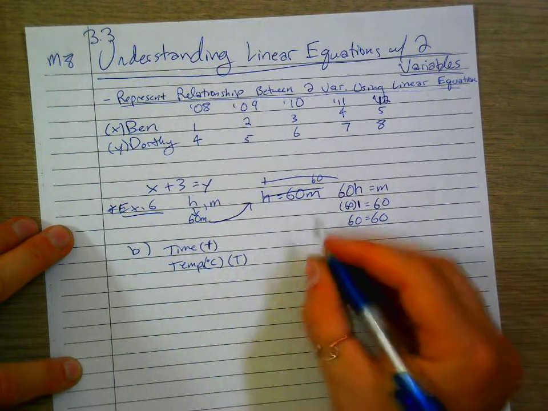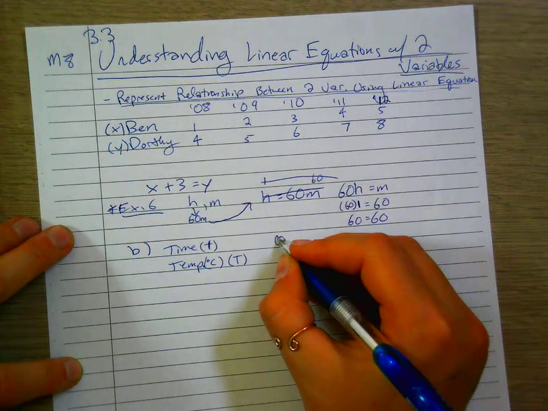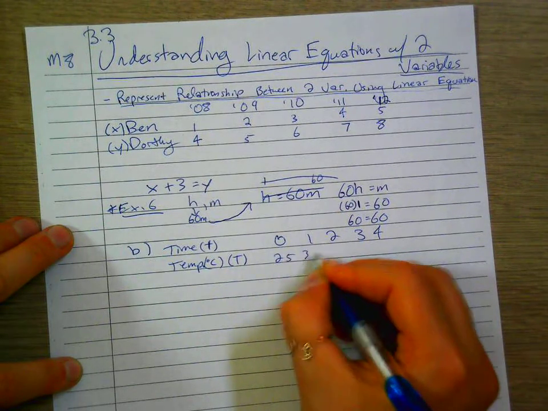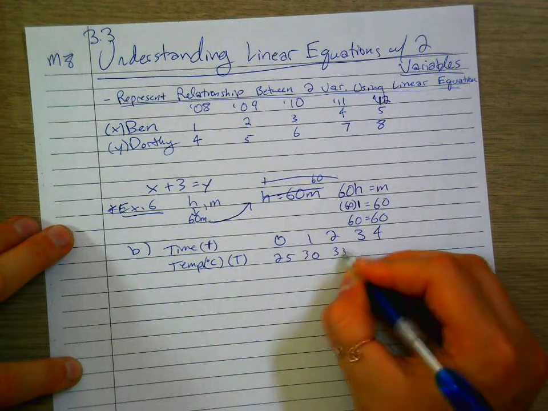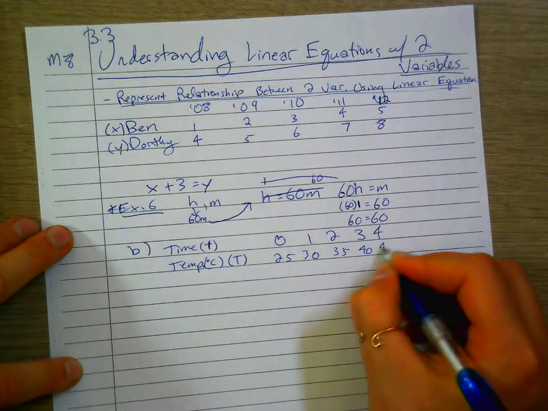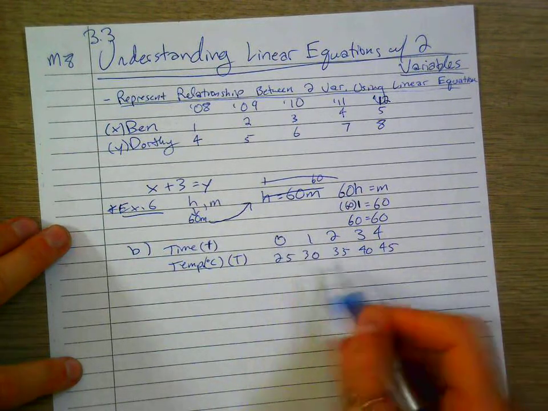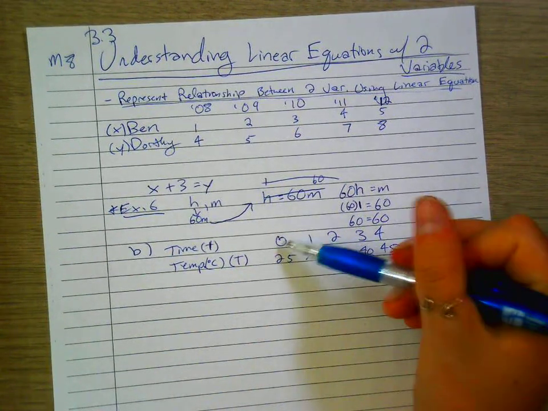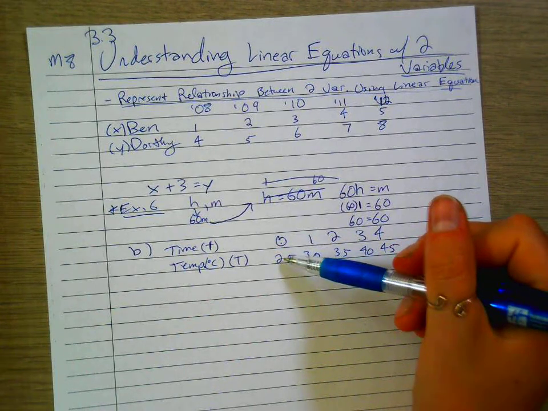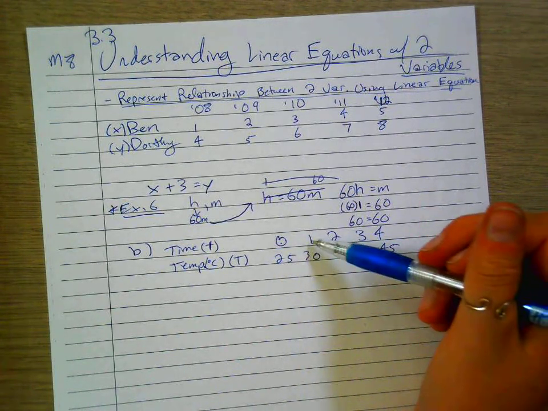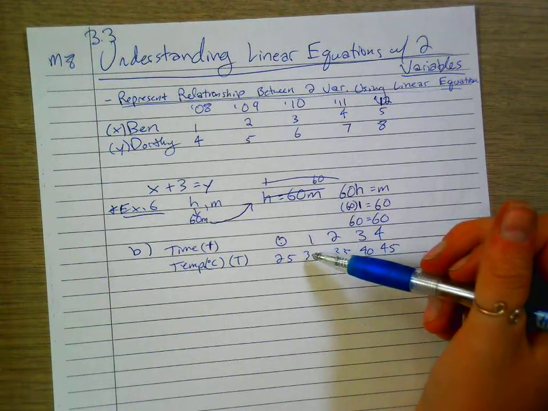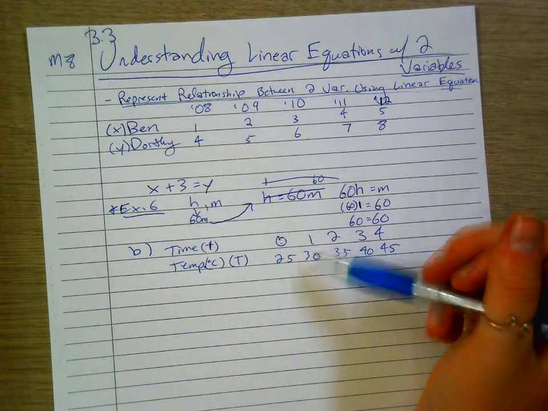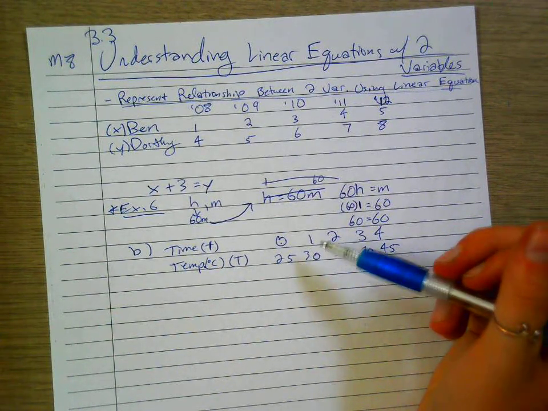So in this table, it says 0, 1, 2, 3, 4. And then for our temperatures, we have 25, 30, 35, 40, and 45. So we notice each time here it goes up 1, each time here it goes up 5. But how do we represent the relationship? Well, 0 plus 25. Okay, so we added 25. But here, if we take 1 plus 25, that equals 26. So that doesn't quite work. We have to come up with an equation that's going to show us this relationship. So how could we do that?